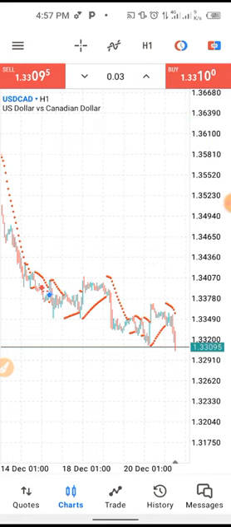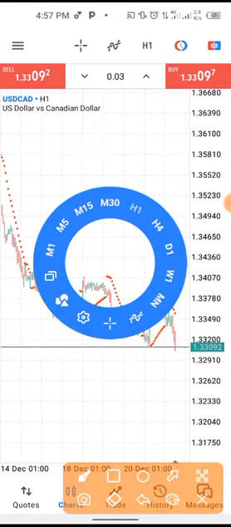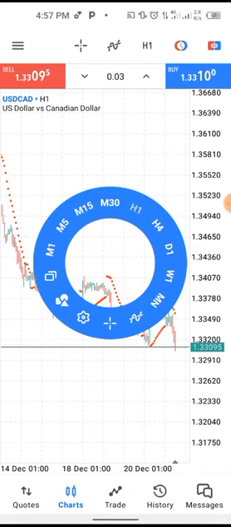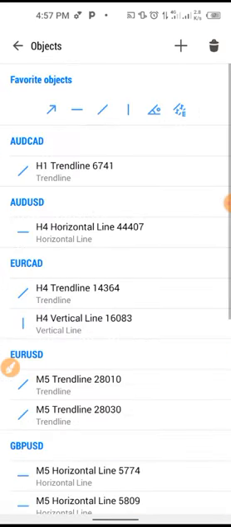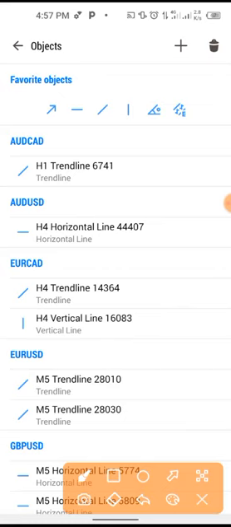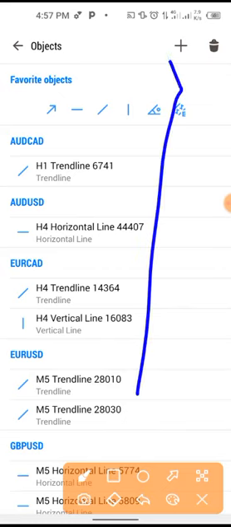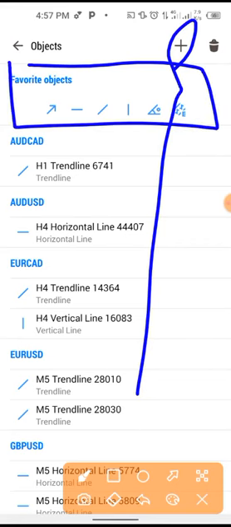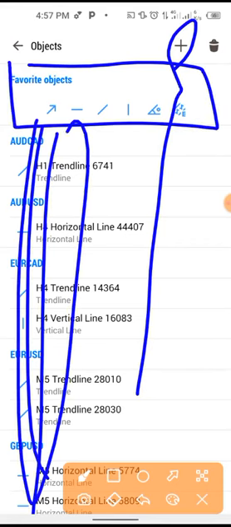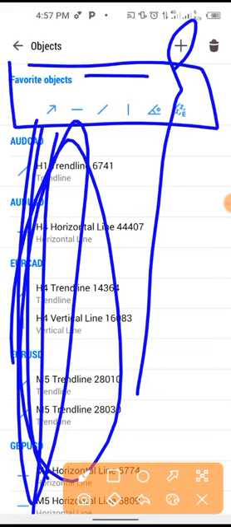So to draw your trend line tool, what you need to do is tap on your screen and click on this button. That's the shapes button. When you click on the shapes button, go to this plus. You can pick from here. You can pick any one from the favorites. Don't pick from here, you don't need any of those. You can pick from the favorites or you go to objects and add objects.